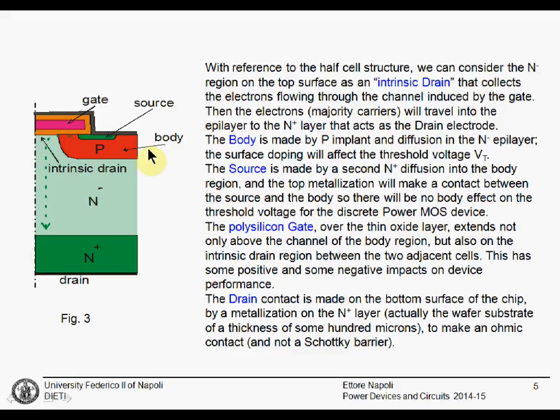From the manufacturing point of view, you start with a substrate that is N+. The N- region is grown possibly with an epitaxial process. Then there is a first diffusion of P dopant to manufacture the body, and then a second diffusion with higher doping to create the source region.